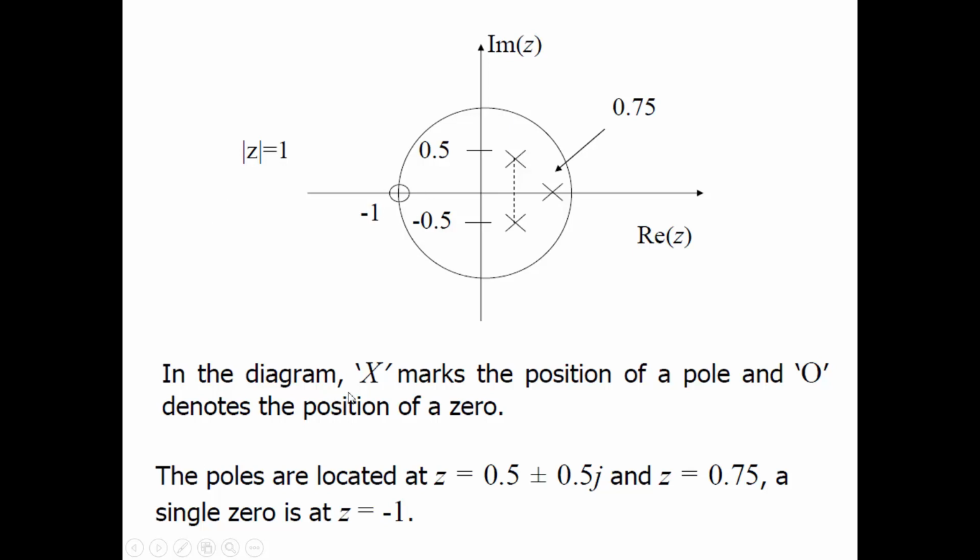All right. In the diagram, this cross will represent the pole, and this zero symbol will represent the zeros of the system. The poles are located at 0.5 plus minus 0.5j. So these are the complex conjugate pair of poles, and one pole is there at z equal to 0.75, a single zero is at z equal to -1. Two other zeros are also there in this system because the number of poles and zeros will remain the same. Those zeros are at the origin. Now, any zero or pole at the origin does not contribute to the transfer function of the system.